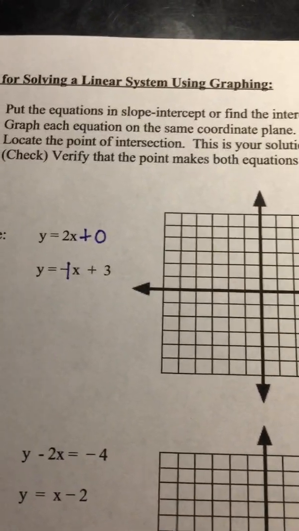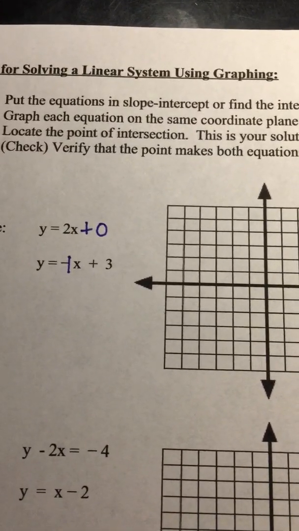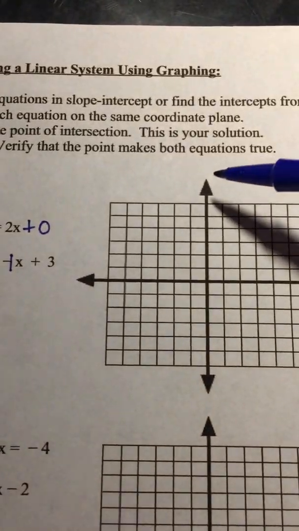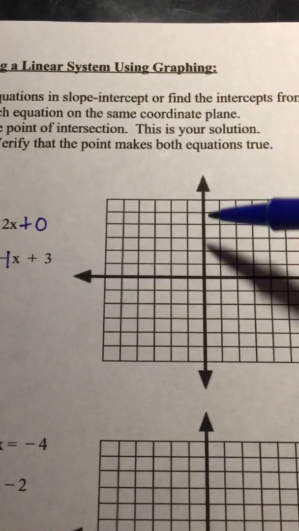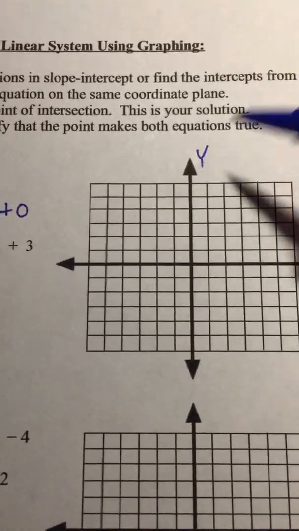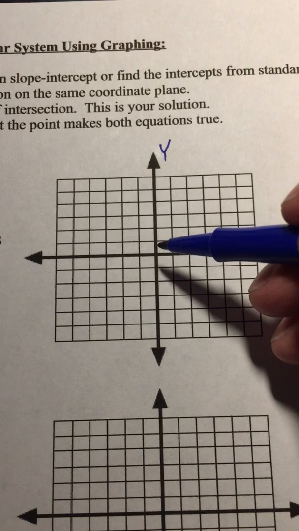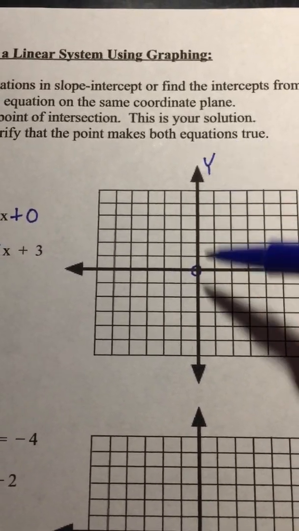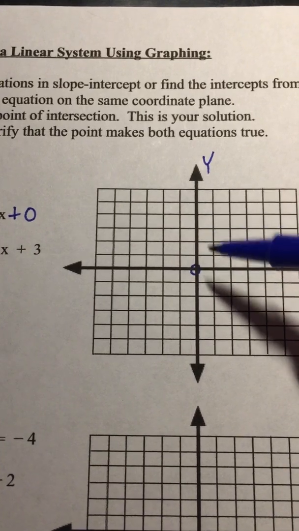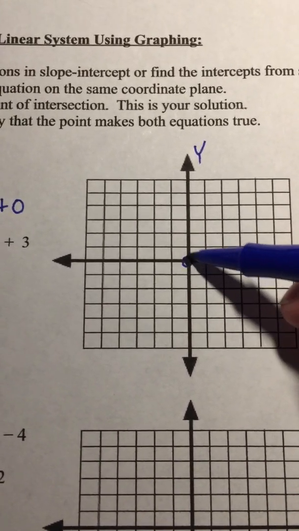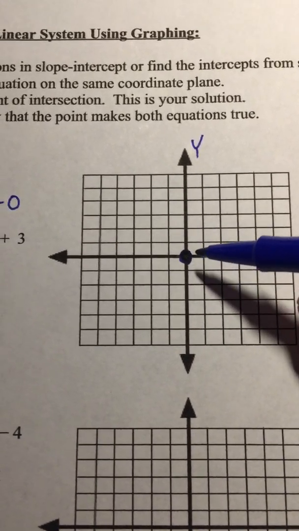Now, when you're graphing these, you start off with the y-intercept first. So on this first equation, the y-intercept is 0. So on the y-axis, I'm going to go down until I find 0. Now remember, this is the x-axis, this is the y-axis. So where these two cross is 0. So right here is 0. So that is the point 0 on the y-axis. That's 1, 2, 3 going up, negative 1, negative 2, negative 3 going down. So that first equation crosses the y-axis right there at 0.